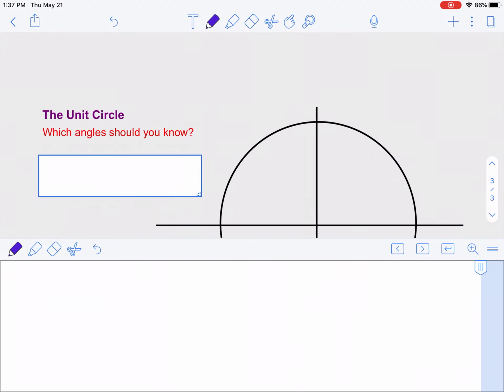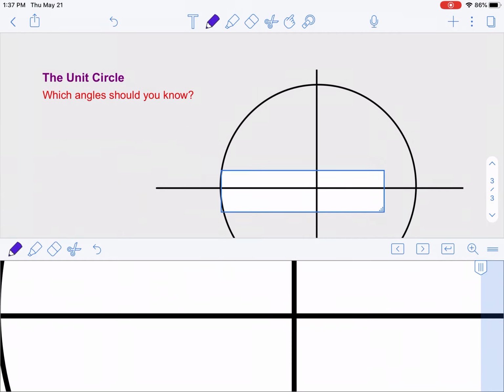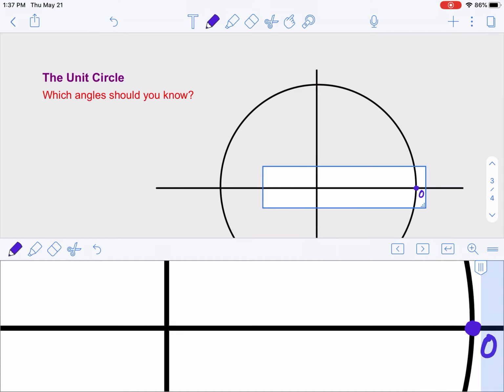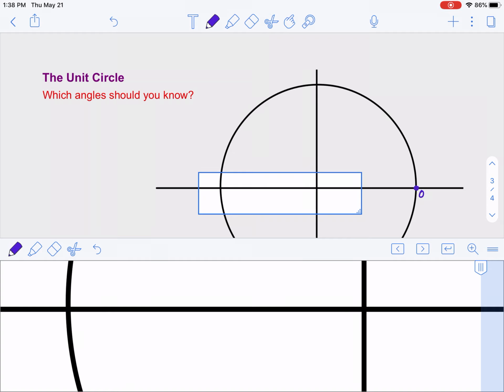Okay, all right, so this is the next question for unit circle. Which angles should you know? Okay, so I'm going to go through that with you. You should definitely know the angle 0. Okay, and we talked about how halfway around the circle is pi radians.